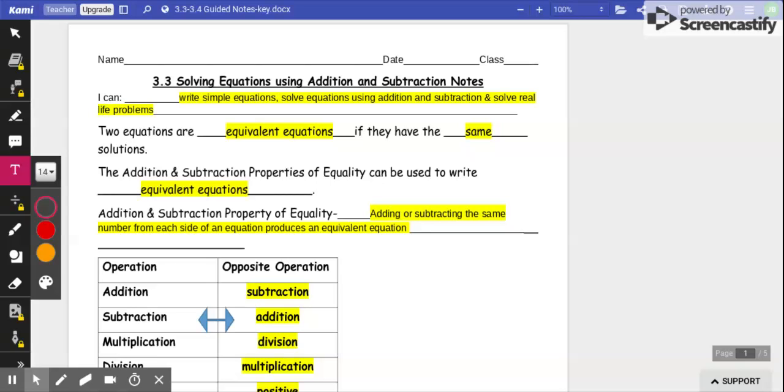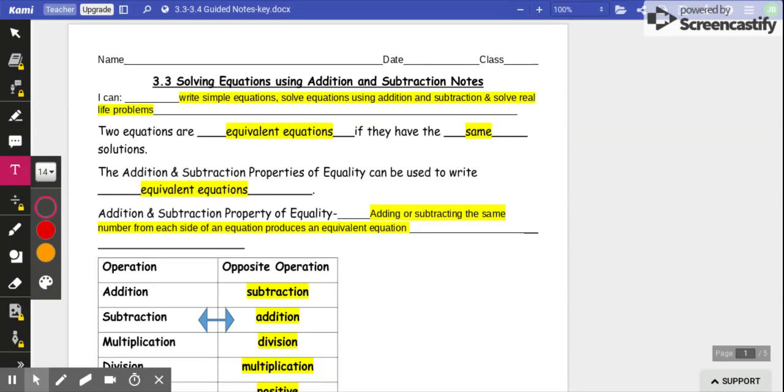Hi guys, today we are going to talk about Chapter 3, Section 3, Solving Equations Using Addition and Subtraction. Our I can statement: by the end of this section we should be able to write simple equations, solve equations using addition and subtraction, and solve real-life problems.